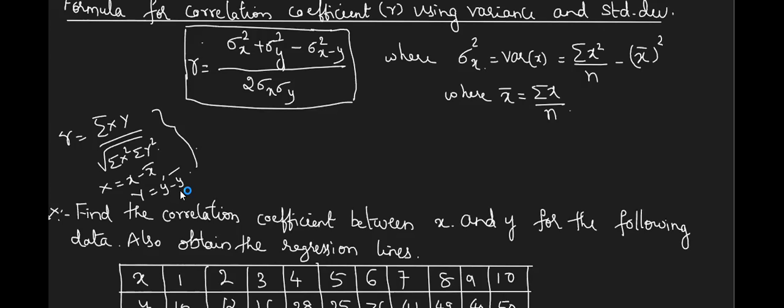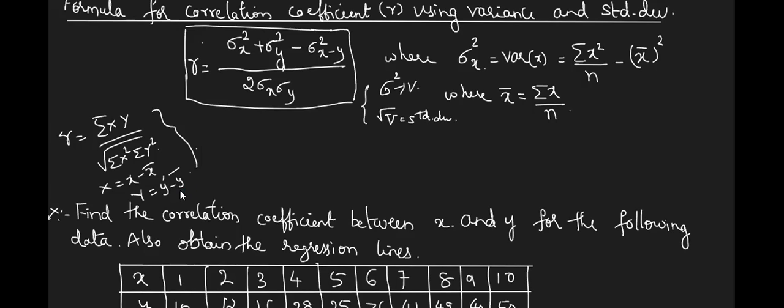Here is the formula for the correlation coefficient using variance and standard deviation. Sigma square is the notation for variance. If you take the square root of variance, it gives the standard deviation. These are just the definitions, a known fact.